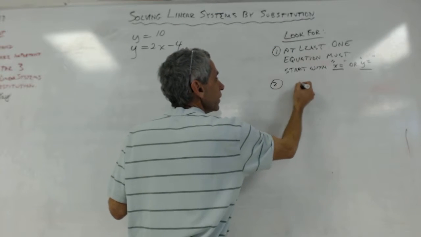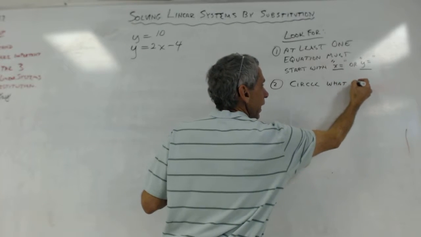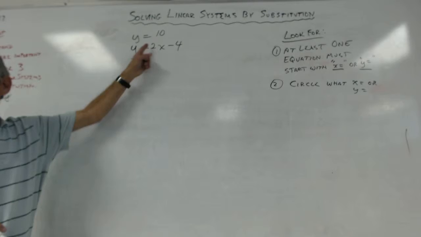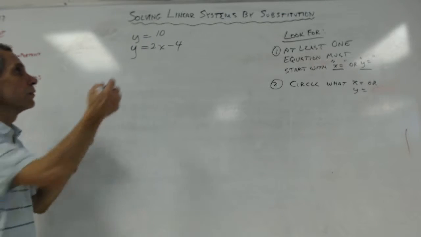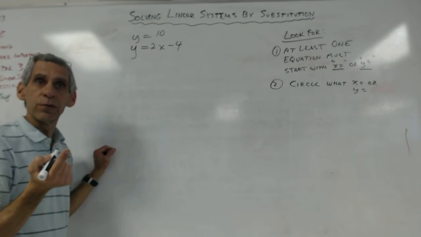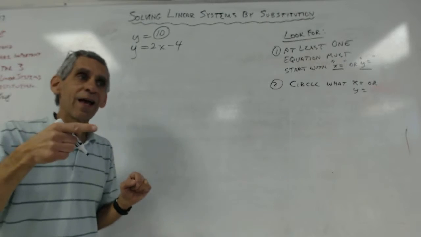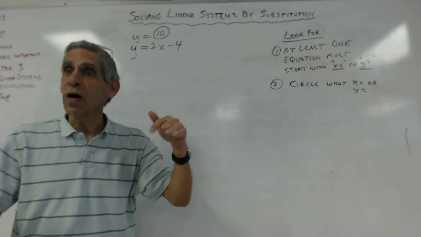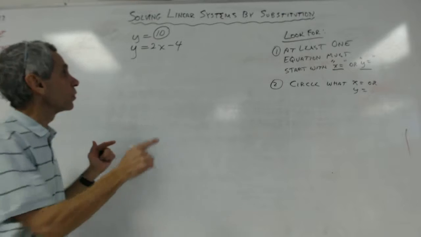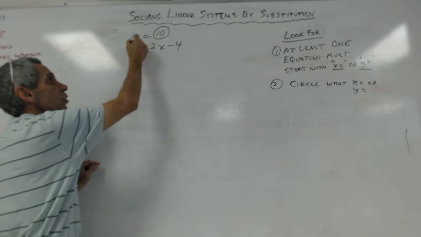The second step is circle what x equals or y equals. I'm not going to circle both of them, just one of them, the simpler one. In this case, since they both have y equals, wouldn't you agree y equals 10 is the simplest one? I'm going to circle 10. It says y equals 10. That means y is 10. It's exactly the same thing as 10. Therefore, I'm going to go to the other equation and circle the y.